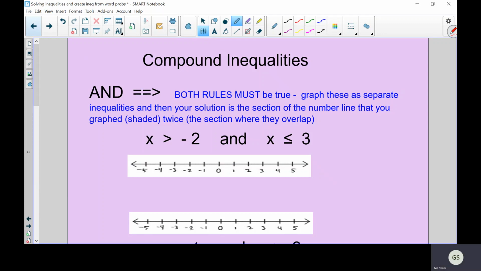So graph both of those. Make sure you pay attention to whether or not you fill the circle in, and then you need to be able to figure out which direction you go, which we just practiced on Miller.